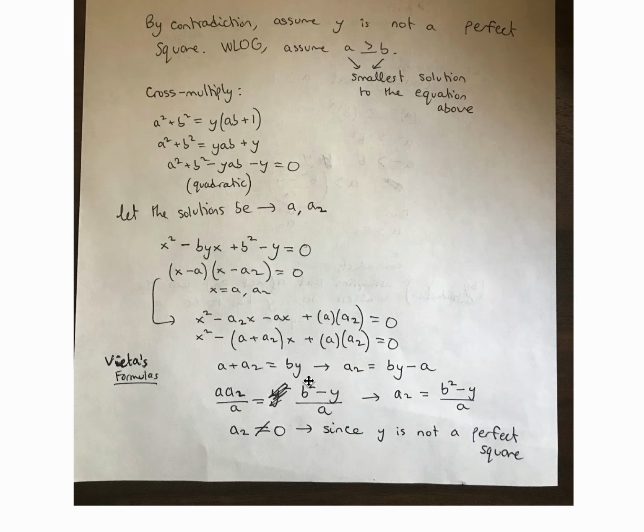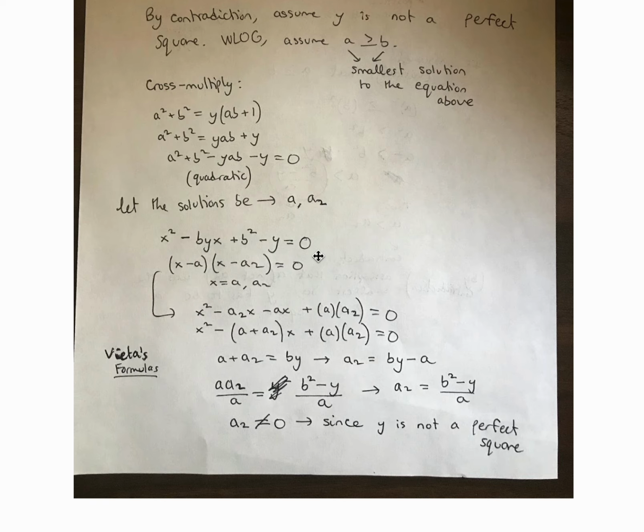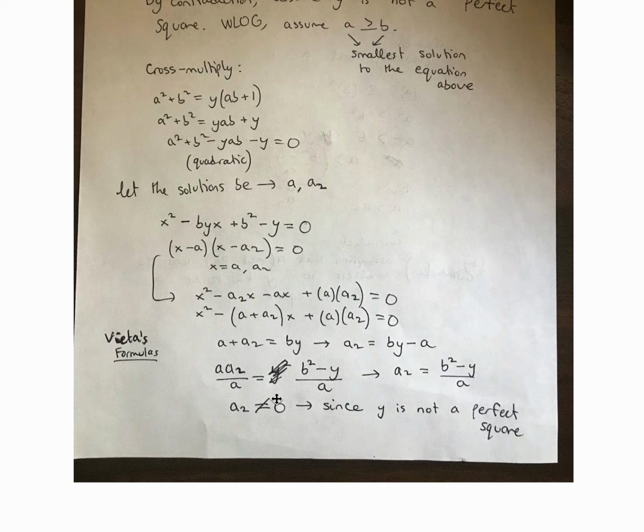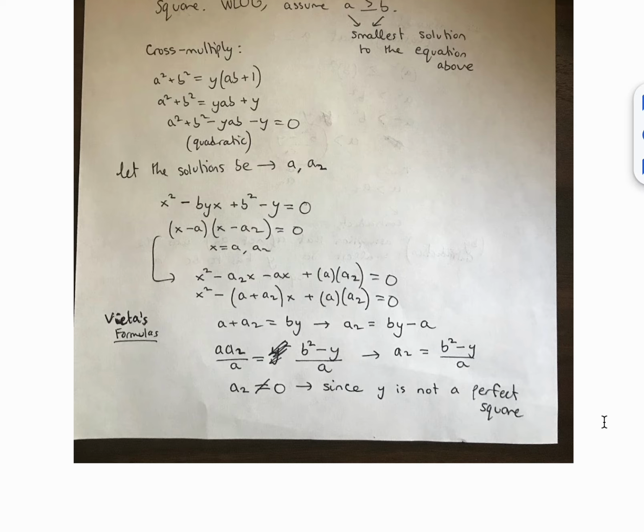So the sum of the roots, a and a2, is equal to by, because remember, it's the negative of negative by, which is positive by. Then I can isolate a2, and I get that a2 is equal to by minus a. To solve for the product of the roots, a times a2 is equal to positive b squared minus y. Then I can divide by a on both sides to isolate a2, and I get that a2 is equal to (b squared minus y) divided by a.